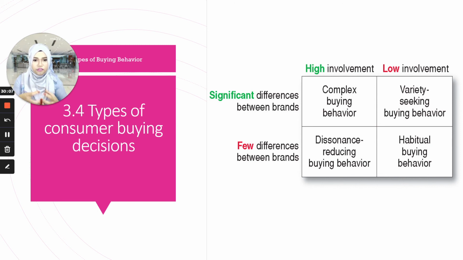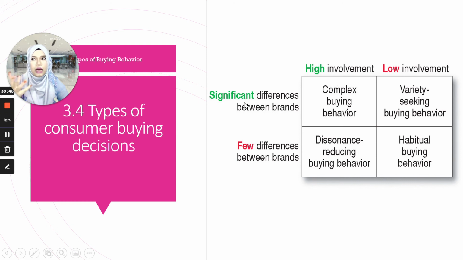While few differences between brands means the product is similar between every brand. There's not much difference. It's just either A or B, not even Z as in significant differences, or it's either 1 or 2. The gap is very small, unlike significant differences between brands, where the gap is very high. So let me give you an example. For complex buying behavior, it's like when you want to buy a laptop just now. Perhaps you want to buy a laptop and you're looking at different brands with significant differences.